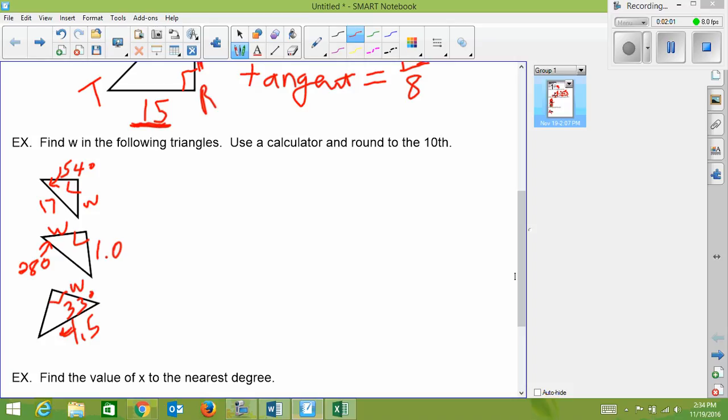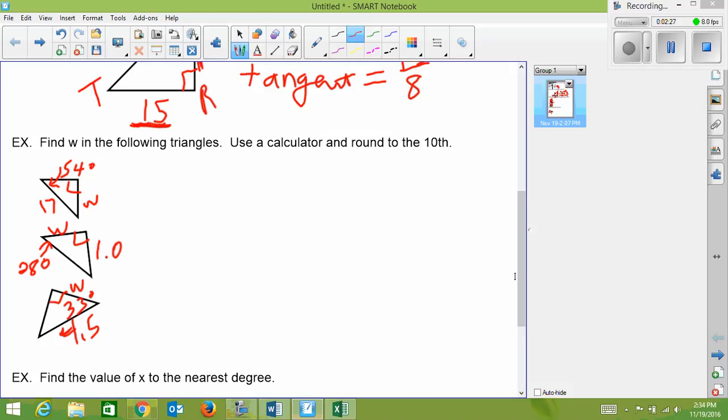Find W in the following triangles. And so depending which side it is that you're looking for, that's going to change what it is you need to do. And so on this first one here, I'm trying to find W. I give you the degrees on this one, not the side. And so you have to go about it in just a little different way. You're going to have to use a calculator for this. And we're going to round them to the tenth when we do it.